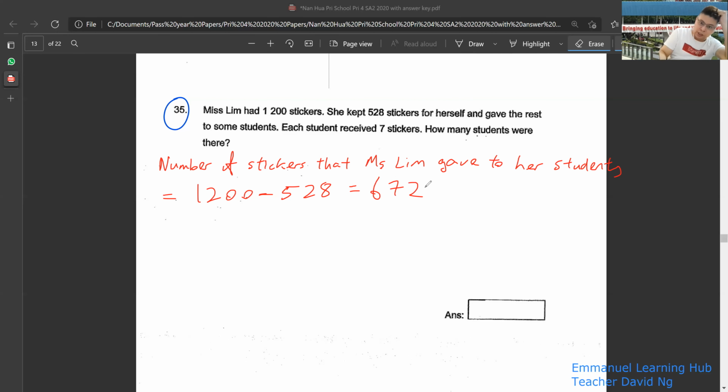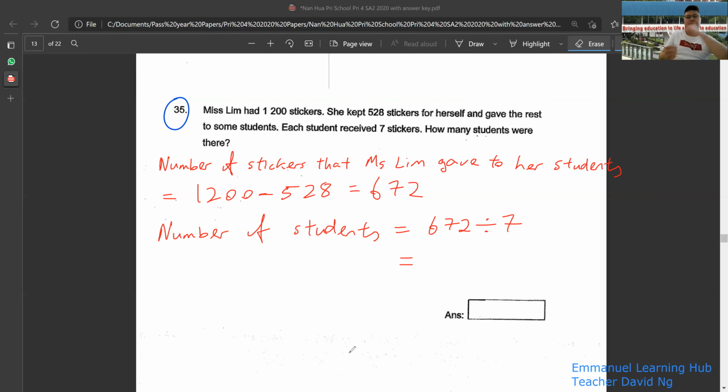Okay, that's the number of stickers that Miss Lim gave to a student. Then how many students were there? What must you do to find the number of students? 672 divided by 7. Very good. You know what to do. Then you divide and you tell me what's the answer you get.